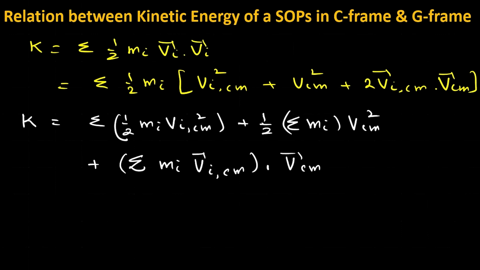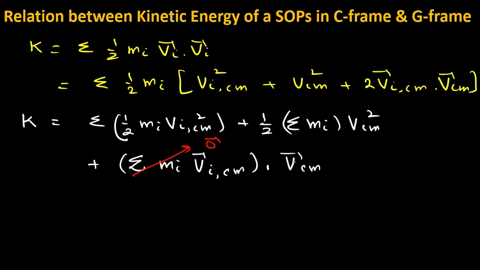So now let's see what each term means. First of all, let's see this. This is mi vicm. What is mi vicm? Mi is the mass of the ith particle. Vicm is the velocity of the ith particle with respect to the center of mass. So mi vicm is the momentum of the ith particle in the center of mass frame. And this summation then becomes the total momentum of the system of particles in the center of mass frame. And we know that in the C frame, the total momentum is zero. So this term will become zero.